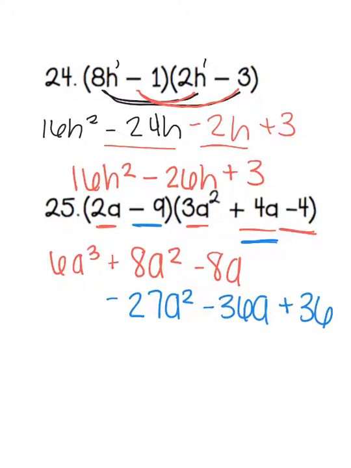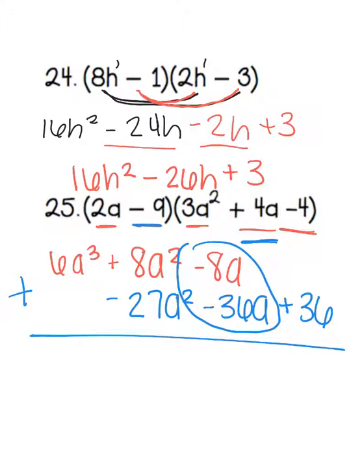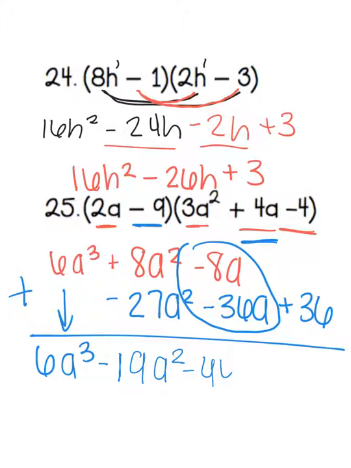Again, see how I line them up vertically here, so that when I go to combine like terms, I just need to add vertically. So 6a cubed doesn't get combined with anything. So we've got 6a to the third power. Then I have 8a squared minus 27a squared, which is negative 19a squared. And I've got negative 8a minus 36a, which is negative 44a, and then plus 36. And that is my final answer for this one as well.